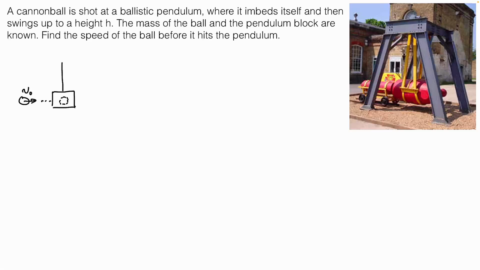into that catcher. And then the catcher and the cannonball together swing upwards. And so in this problem, right, we shoot a cannonball, it embeds itself, and then swings up to a height h. So if you had to think of before, during, and after, where's the before frame in my picture?